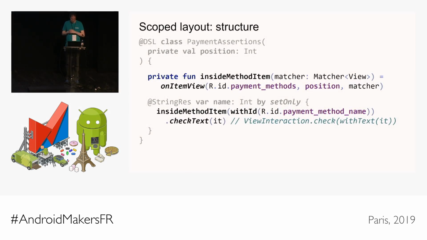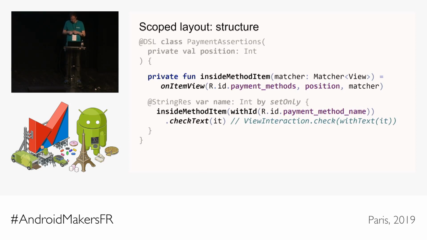And now the actual implementation of the property. There are 2 steps here. The first step is the inside method item function, which is used to look up a specific item inside a list, inside a recycler view. On item view is a magic function that returns us the view interaction for that specific position and that exact view, and then we check the text inside the view. This separation is really important because it gives us a better error message.